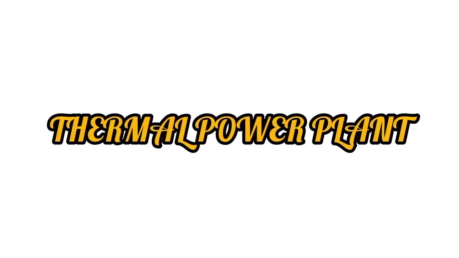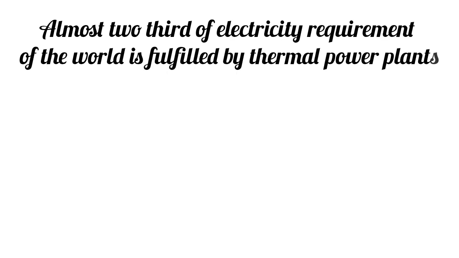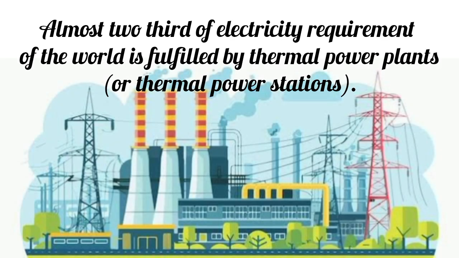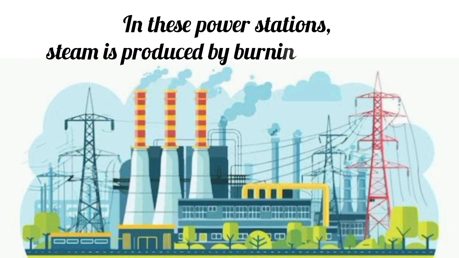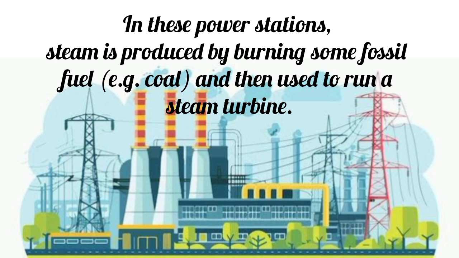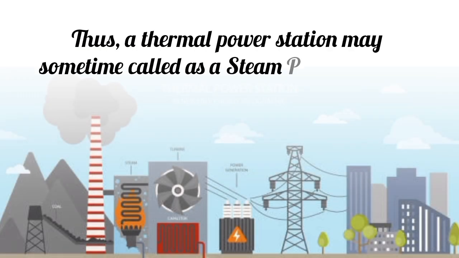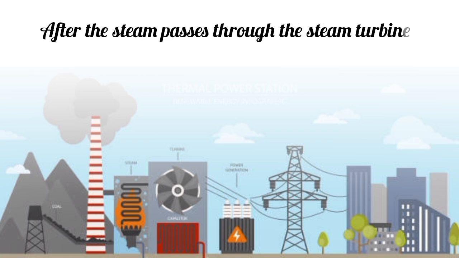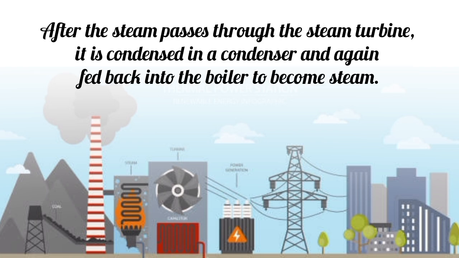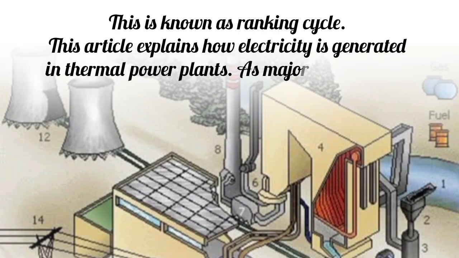Thermal power plant. Almost two-thirds of the electricity requirement of the world is fulfilled by thermal power plants or thermal power stations. In these power stations, steam is produced by burning some fossil fuel, for example coal, and then used to run a steam turbine. Thus, a thermal power station may sometimes be called a steam power station. After the steam passes through the steam turbine, it is condensed in a condenser and again fed back into the boiler to become steam. This is known as the Rankine cycle.